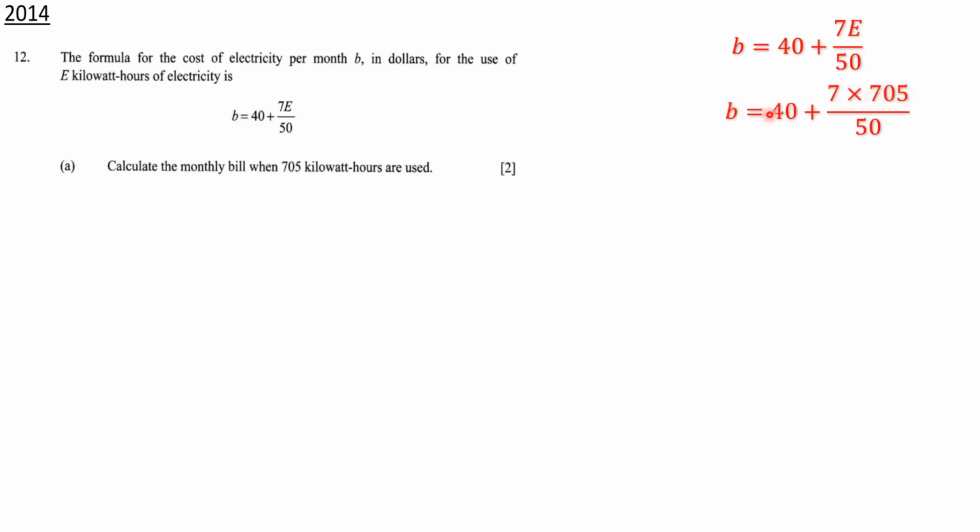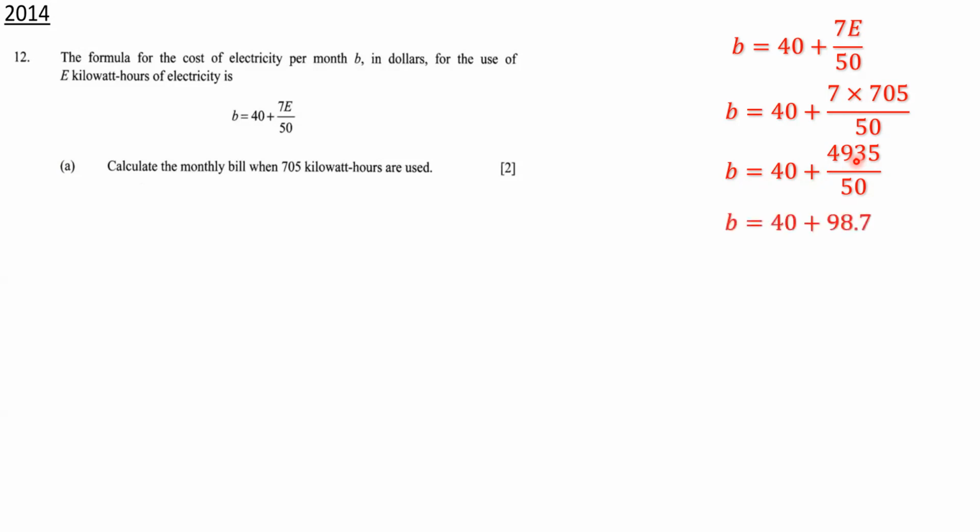So we have B is equal to 40 plus 7 times 705 all over 50. Let's multiply 7 times 705. And that's going to be 4,935 all over 50 plus 40 equals B. Let's divide this some more. What is 4,935 divided by 50?